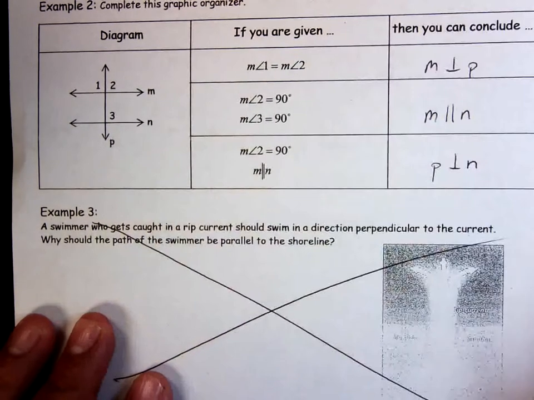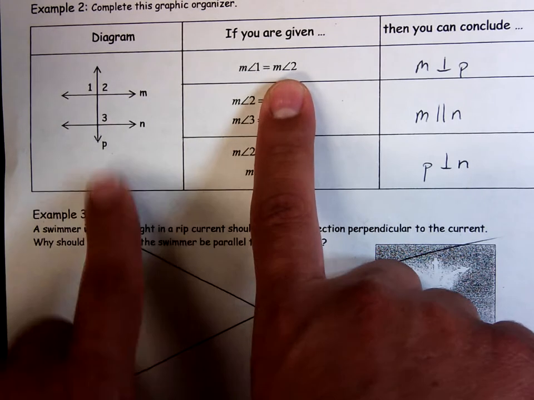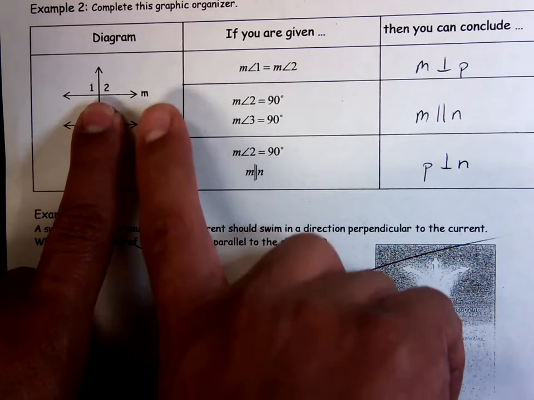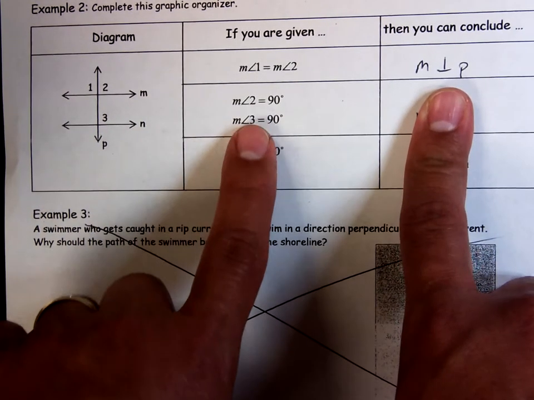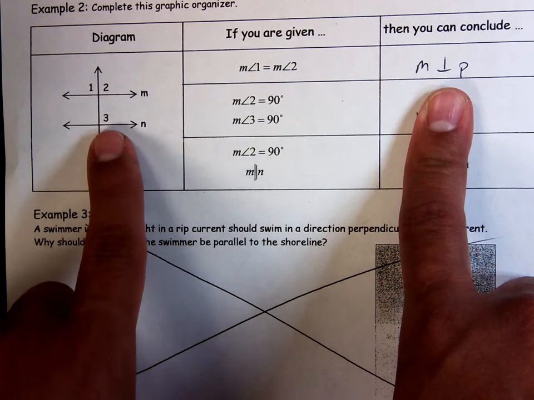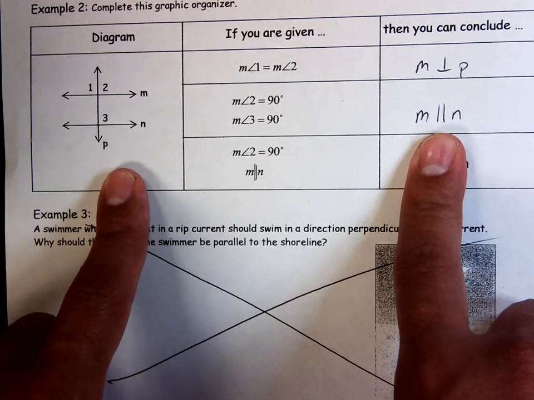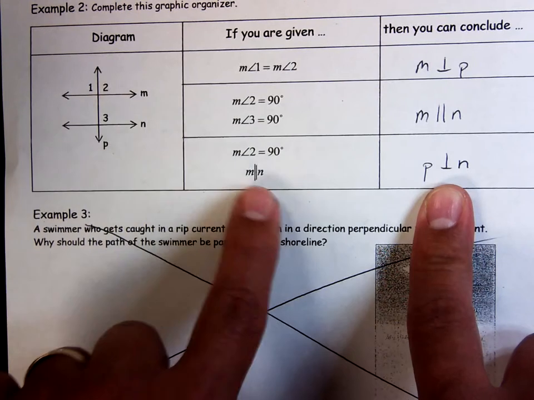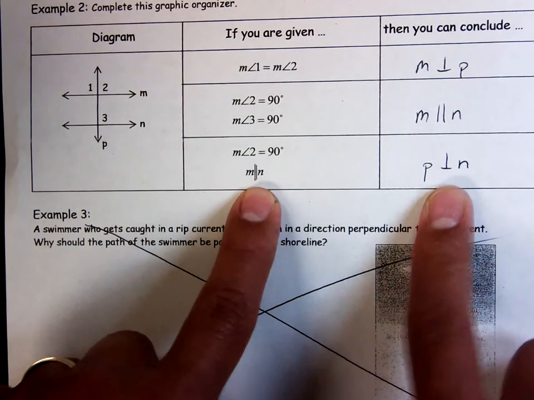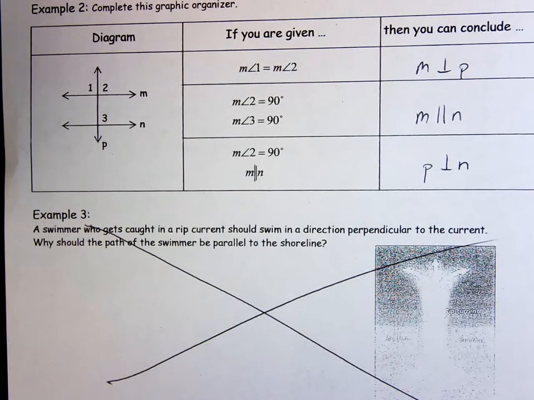And now let's talk. So if I'm given that the measure of angle 1 equals the measure of angle 2, my conclusion is that M and P are perpendicular. If I'm told that the measure of angle 2 equals 90 and the measure of angle 3 equals 90, that means both these are 90 degree angles, my conclusion, M parallel to N. And if I'm told that the measure of angle 2 is equal to 90 and M is parallel to N, then I know that P is perpendicular to N. You just think about them. Think about what it is that we're saying and why those are true.